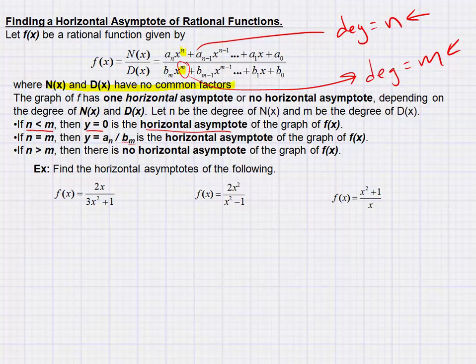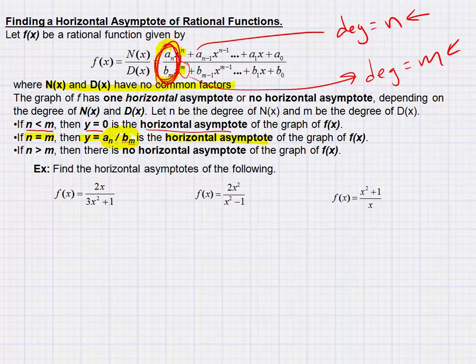Next case, n is equal to m. So the degree in the numerator is equal to the degree in the denominator. Well, if that happens, you're going to have a horizontal asymptote. That horizontal asymptote will be a sub n over b sub m. Well, what are those things? Those two things right there, a and b, are these leading coefficients. So what I'll have to do is divide these leading coefficients in front of these x to the highest powers.